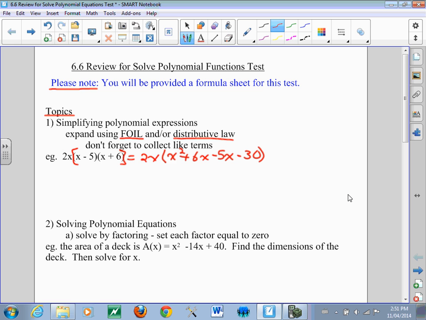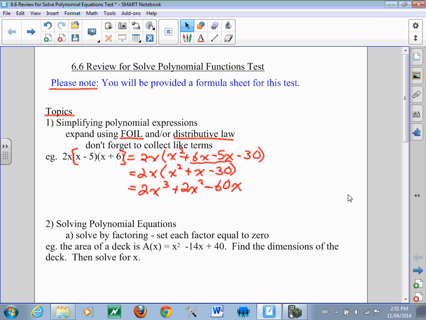Remember, BEDMAS tells us before we do any multiplication, we've got to simplify our bracket where we can collect like terms right here. So we're going to go x squared plus x minus 30. And then lastly, we're going to do our distributive law, which is going to give us 2x cubed plus 2x squared minus 60x. And there you go. There's the simplification.